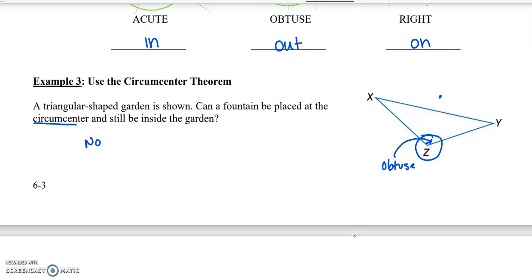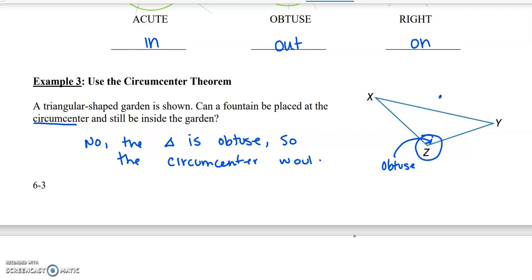So no, the triangle is obtuse. So the circumcenter would be outside the triangle.